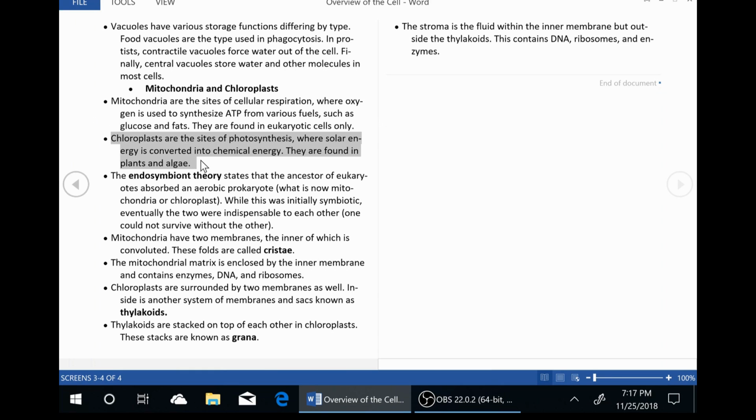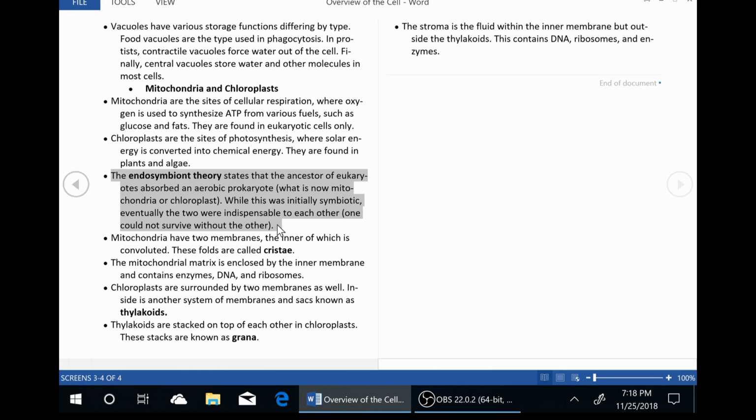Chloroplasts are the sites of photosynthesis, and so photosynthesis basically takes solar energy and converts it into chemical energy. These are found in plants and algae, and obviously since plants and algae are eukaryotes, chloroplasts are also found only in eukaryotes. So we have to cover something really important, and that is the endosymbiont theory.